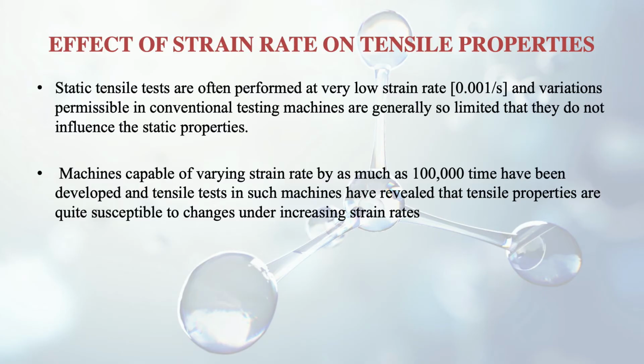So this is also there, but for this tension test and compression test, we have to use machines which have very low strain rate. So tensile tests in such machines, at the higher rates, have revealed that tensile properties are quite susceptible to changes under increasing strain rates. So as soon as this strain rate is varied, our tensile properties will get affected. So it's very important to keep the strain rate under certain limits.